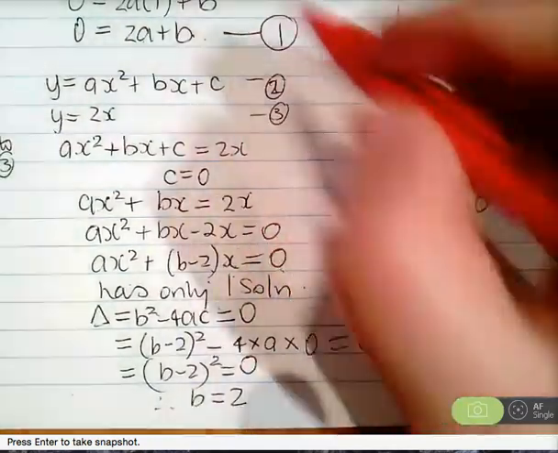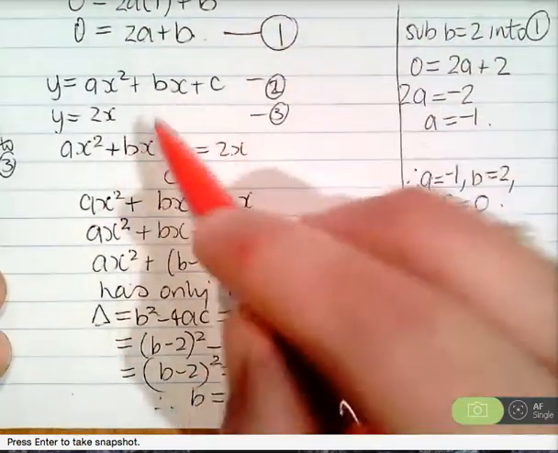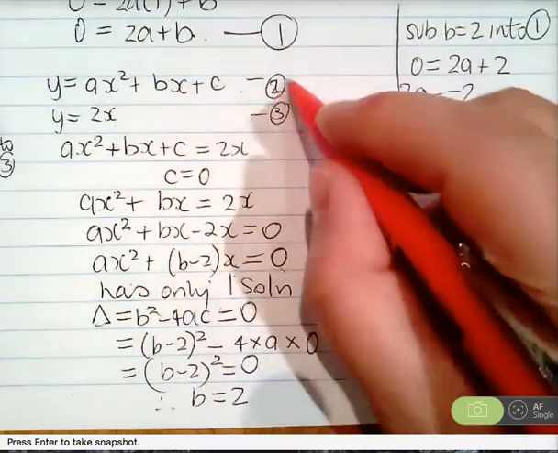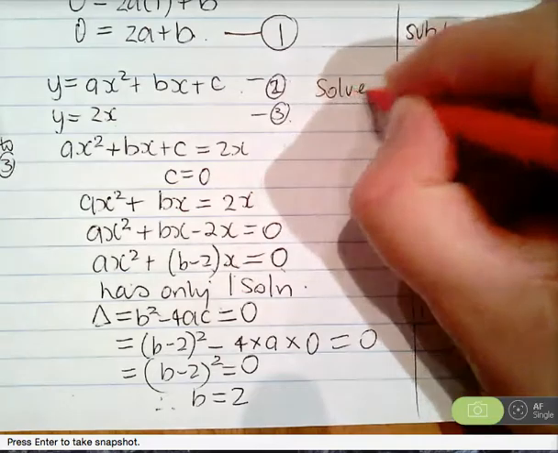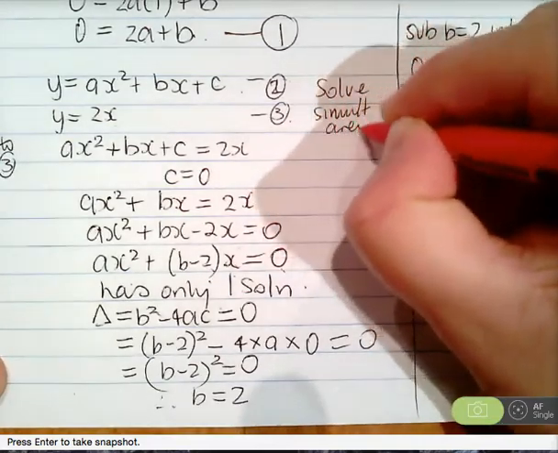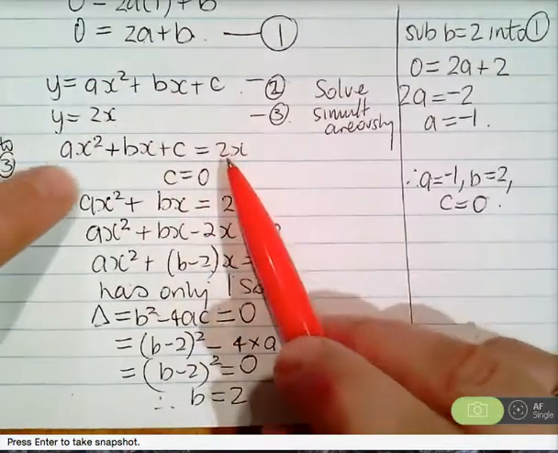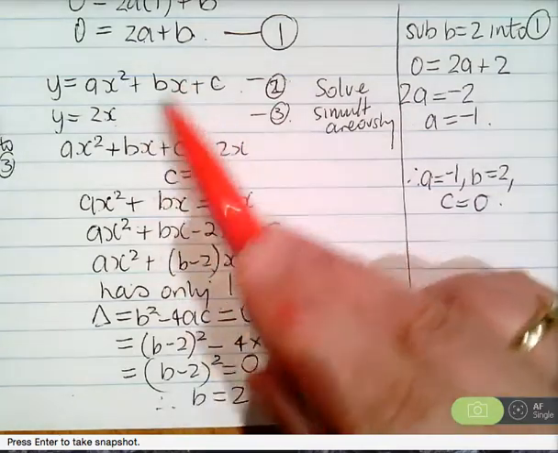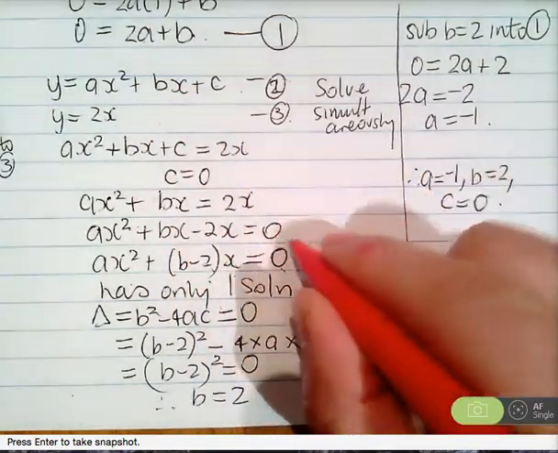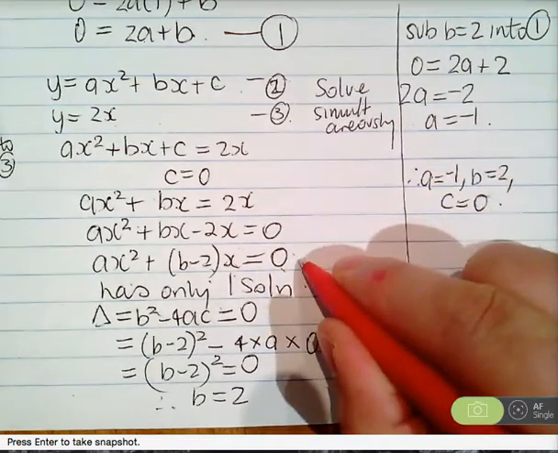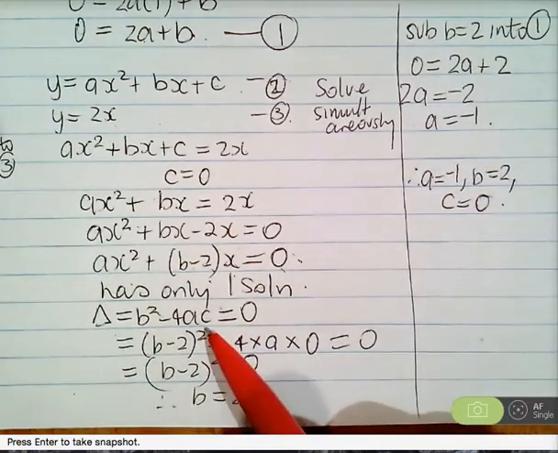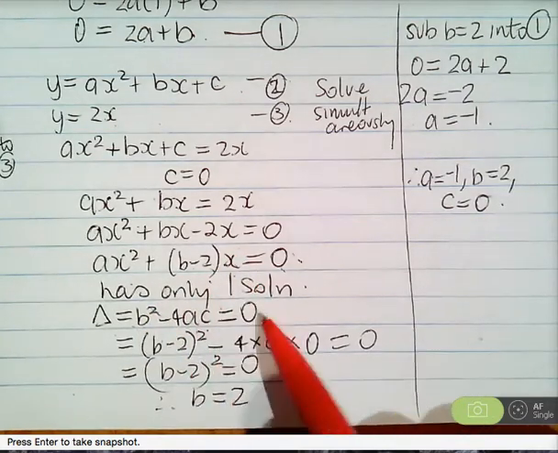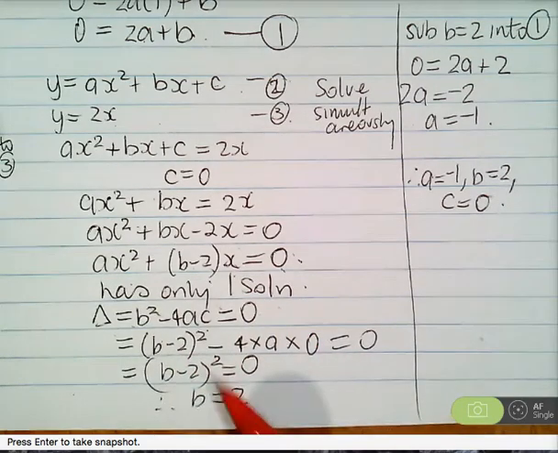So the thing that got us through this question is knowing that this parabola and this straight line only meet at one point. You solve simultaneously to find the point of intersection, but we actually don't need to, because we know that they intersect at 0, 0. What we need is the fact that they only touch each other once, which means there is only one solution to this equation here. And that's why we need to look back at quadratic theory. When you only have one solution to an equation, then the discriminant equals 0. So we use that bit of information.